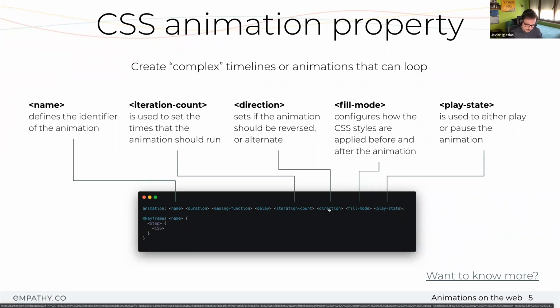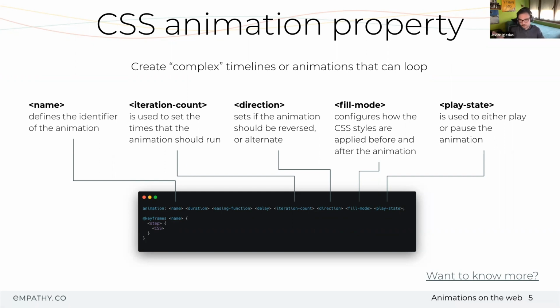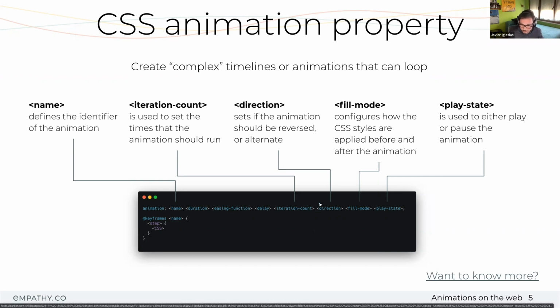With the direction, you can reverse an animation. This means that if you write, for example, an animation using this keyframes object that simply moves one element from the left to the right of the screen, and then you want to move it back from the right to the left side, you just have to set the direction to be reversed.